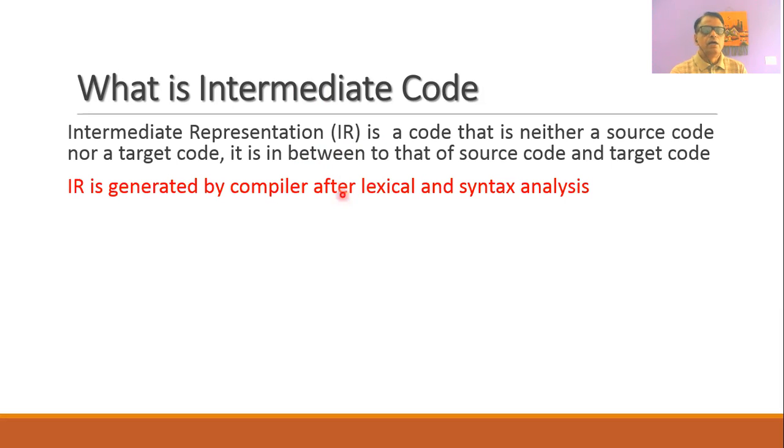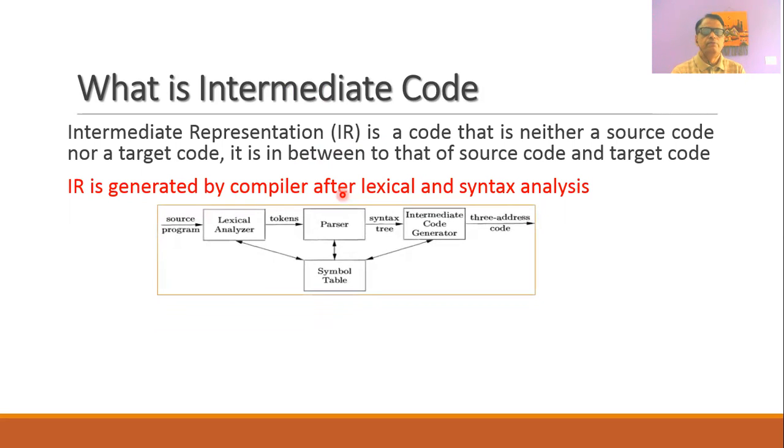Intermediate code or IR is generated by the compiler after the lexical and syntax analysis. So once the compiler performs the lexical analysis and the syntax analysis, an intermediate code is generated during the compilation process. As shown in this diagram, when the source program is connected to the lexical analyzer, at the output we get a sequence of tokens. This sequence of tokens is connected to the syntax analyzer or parser program. At the output of the parser program, we obtain a syntax tree from which we can obtain the intermediate code.